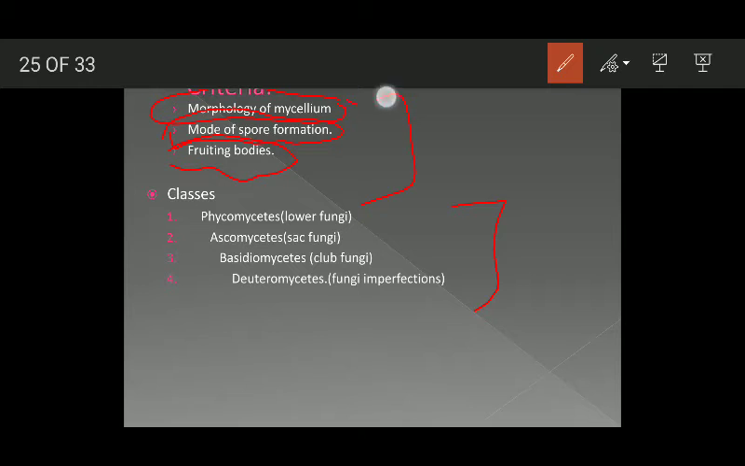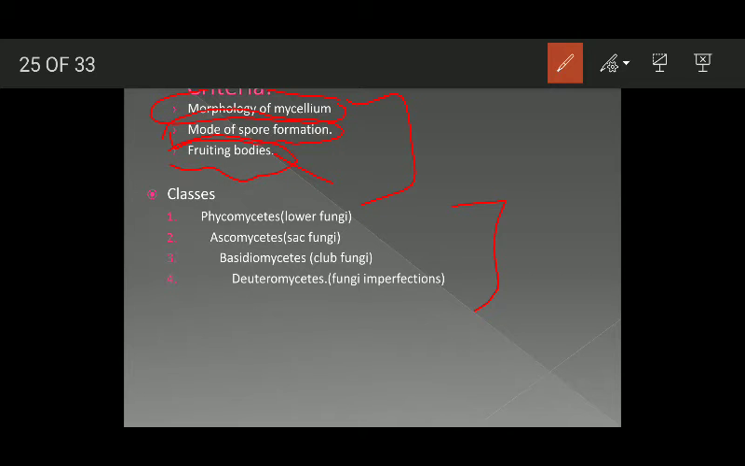I will repeat. The first one is morphology of mycelium. What is the type of mycelium? Then the mode of spore formation, whether spores are produced endogenously or exogenously, and the fruiting bodies. What are the types of fruiting bodies in the fungi? On the basis of these three criteria, we have classified fungi into four classes mainly.